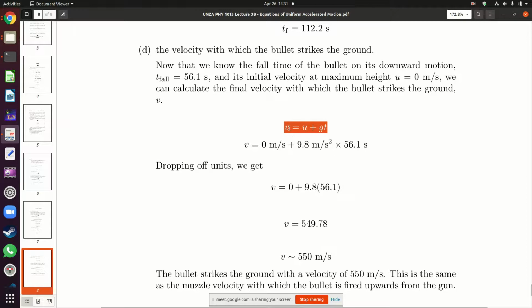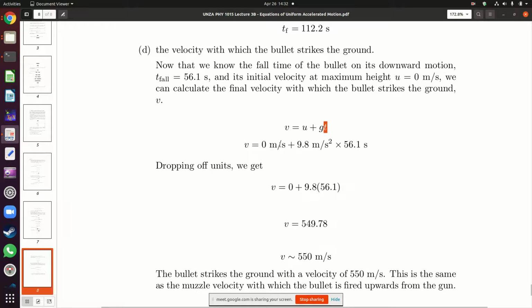So with this equation, V is what you're looking for. The U at maximum height, the velocity is 0 meters per second. Then plus our acceleration due to gravity, because we are moving from maximum height towards the surface of the earth. In this case, the velocity of our bullet will increase. So our acceleration is positive and it's with a value of 9.8 meters per second squared. Then the T is the fall time, which is the 56.1 seconds. So we need to substitute here.